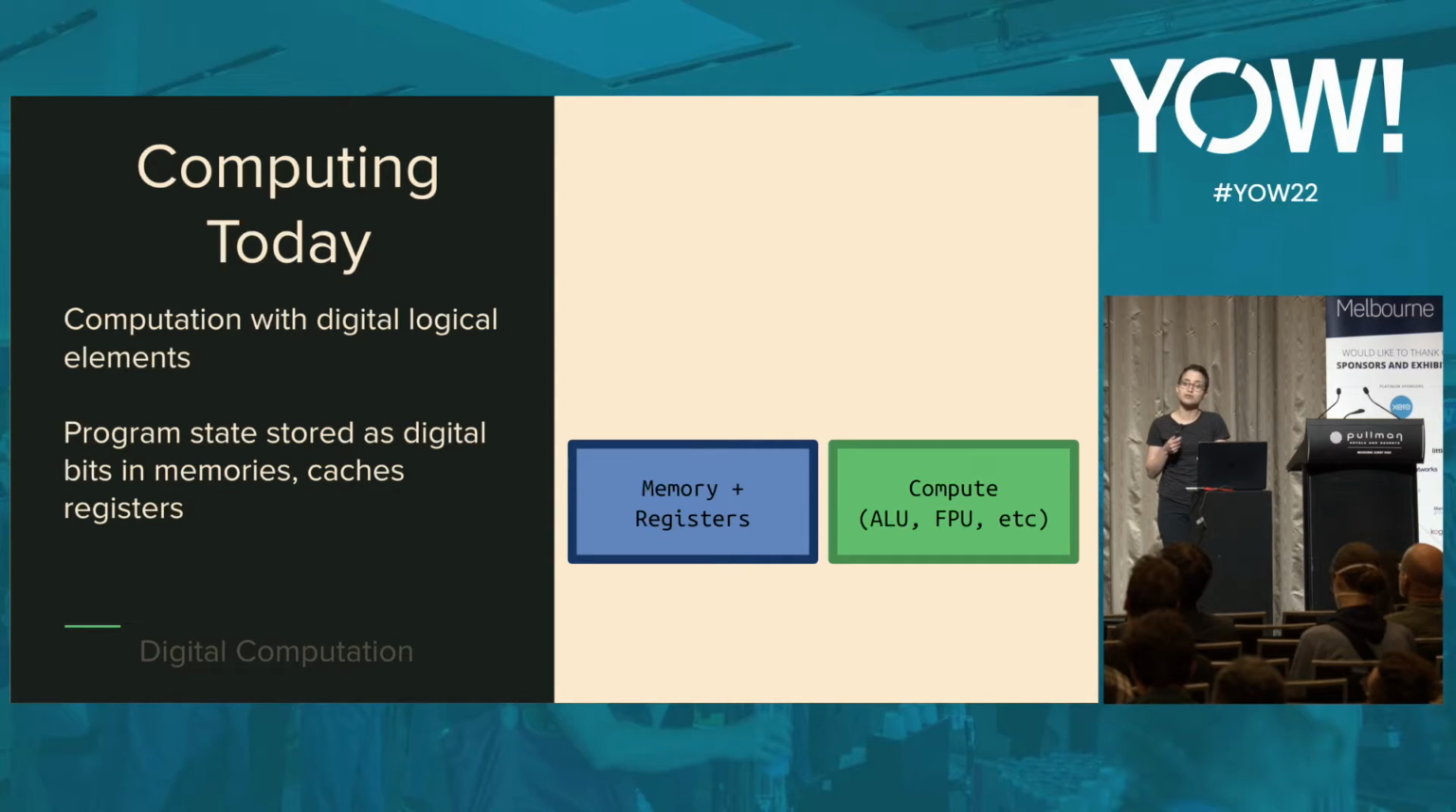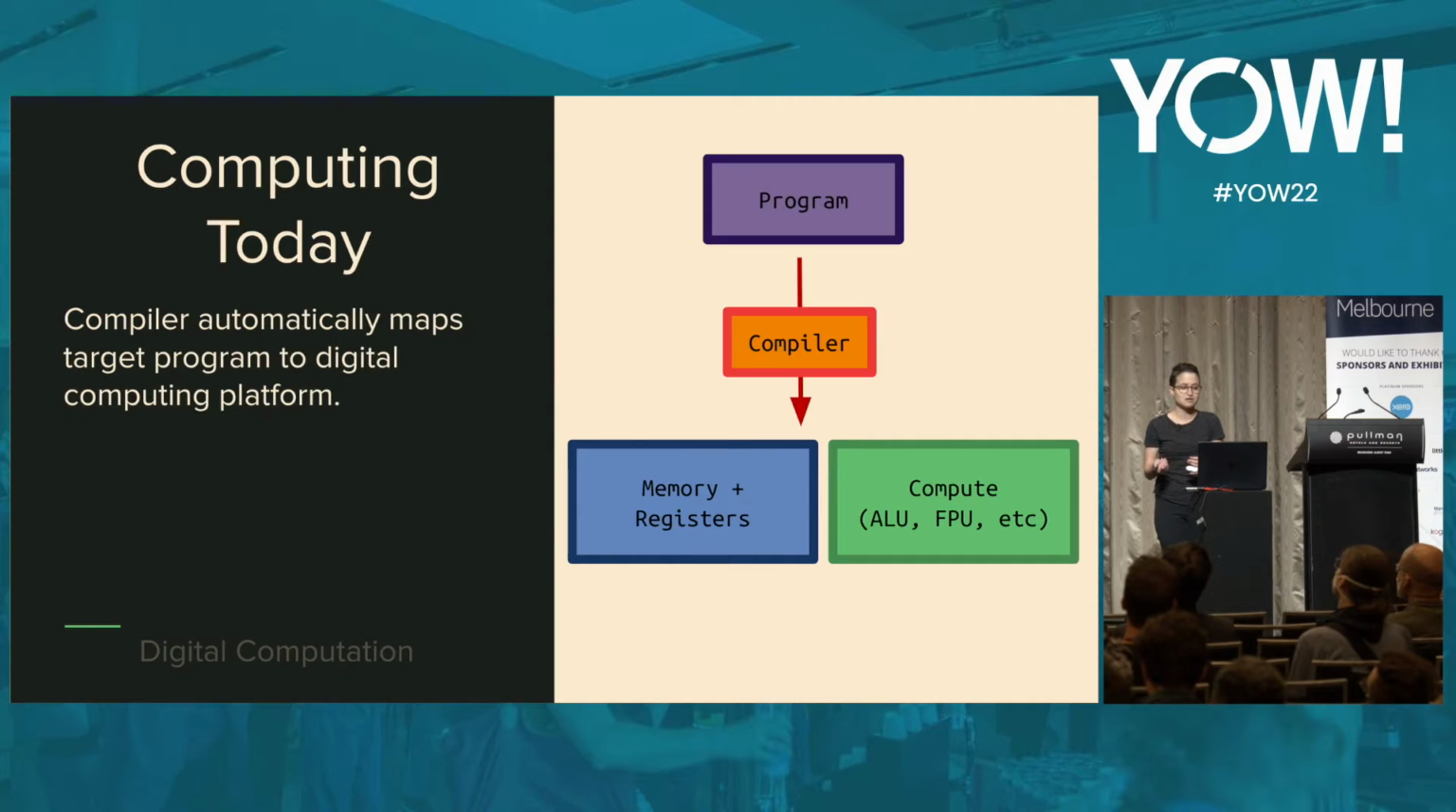These might come in the form of ALUs, FPUs, and so on. And what these do is they basically update program state, which is stored as digital bits in things like memories, caches, and registers. And so the compiler's role with this computational model is to basically automatically map the target program, in whatever your favorite high-level programming language is, down to a low-level instruction-based implementation that the digital computing platform can understand.